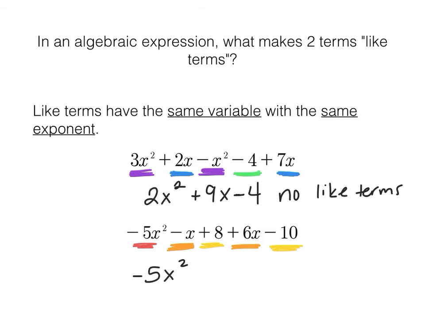We have minus x plus 6x. That's going to be a plus 5x. And then we have a plus 8 minus 10, which is going to be a minus 2. So that's in simplest form. We have combined the like terms. So now we have an expression that has been simplified. It's in simplest, let's spell simplest correctly. Simplest form.